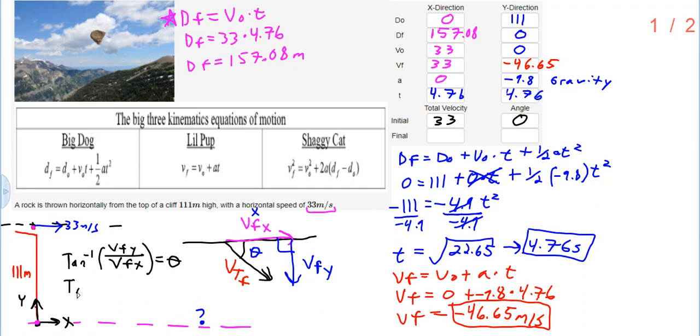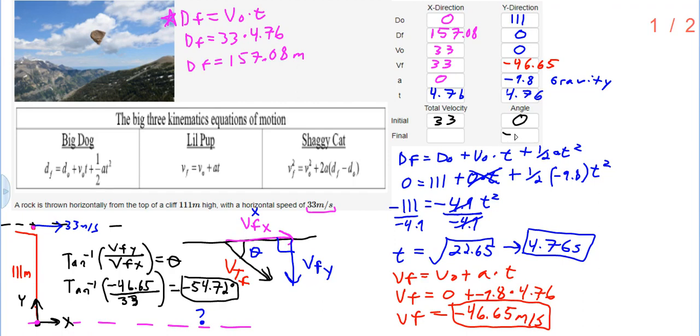I plug in my numbers, I get tan inverse of negative 46.65 divided by 33. This gives me an angle that's equal to negative 54.72 degrees.